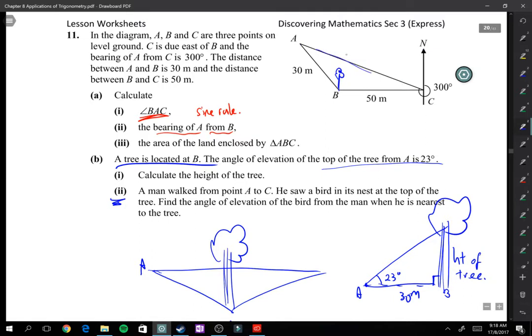Okay, so find the angle of elevation from when he is nearest to the tree. Now, at which point is he nearest to the tree? Is it at this point, this point, this point, or this point? Okay, the point where he's nearest to the tree is the point when he's perpendicularly directly at the tree. So he's walking along the line AC, and this is point B. You all need to identify that from point B to AC, the shortest distance is the line that's perpendicular from B to AC.